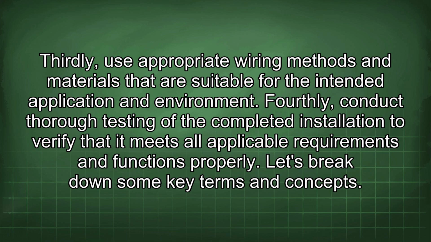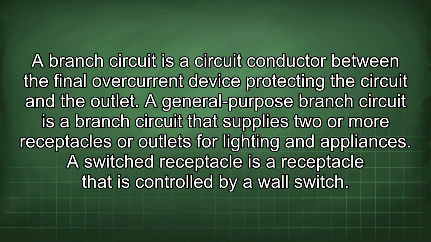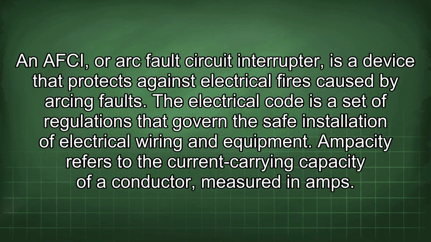Let's break down some key terms and concepts. A branch circuit is a circuit conductor between the final overcurrent device protecting the circuit and the outlet. A general-purpose branch circuit is a branch circuit that supplies two or more receptacles or outlets for lighting and appliances. A switched receptacle is a receptacle that is controlled by a wall switch. An AFCI, or arc fault circuit interrupter, is a device that protects against electrical fires caused by arcing faults. The electrical code is a set of regulations that govern the safe installation of electrical wiring and equipment.